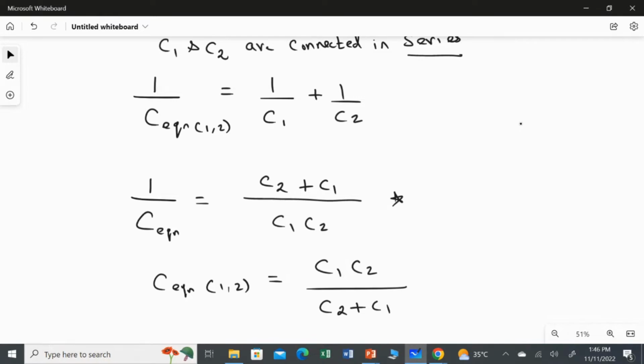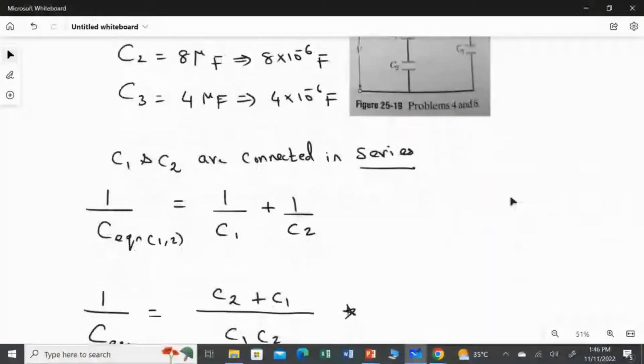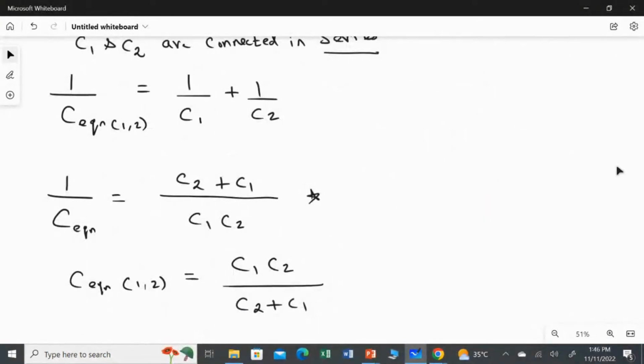Now I'm going to draw this diagram for easier consideration. We have the circuit like this, and we already calculated the value of the equivalent capacitance for C1 and C2. So this is our equivalent capacitance, because I combined C1 and C2 together. Here we have the third capacitor. Am I right?